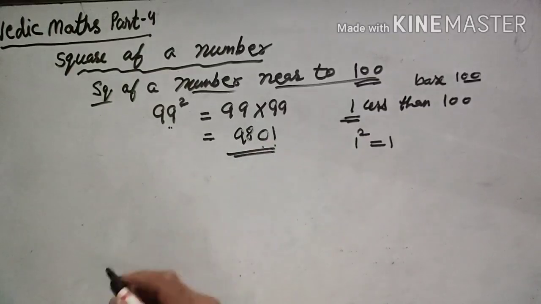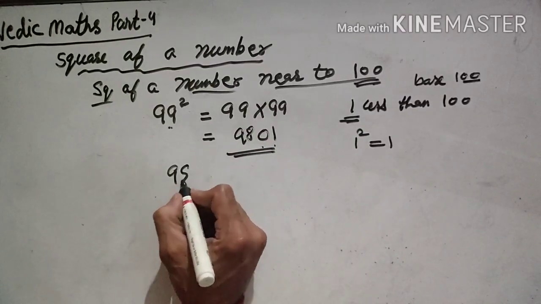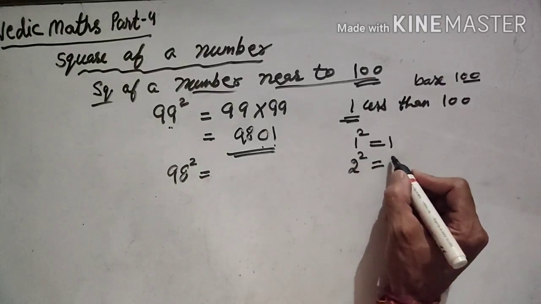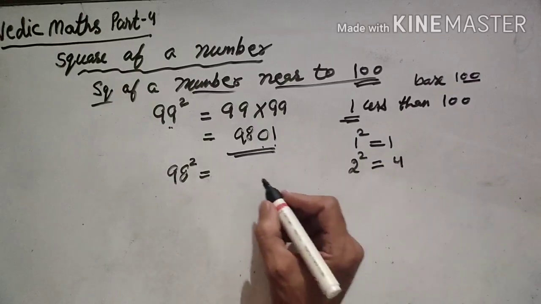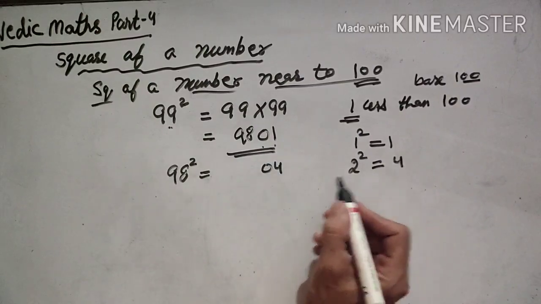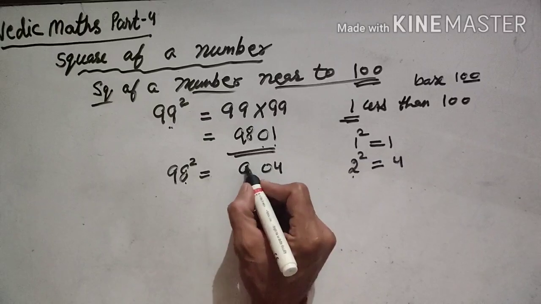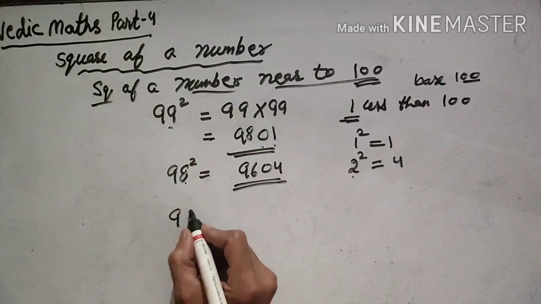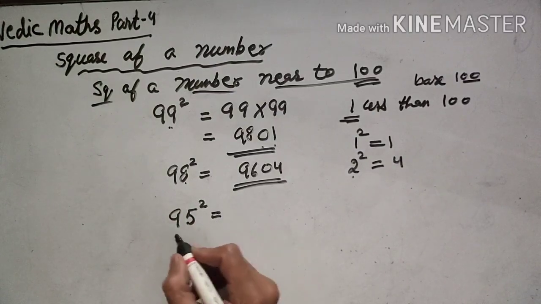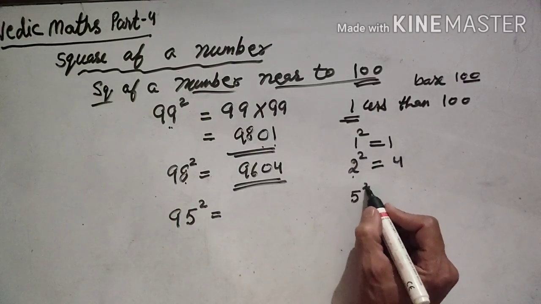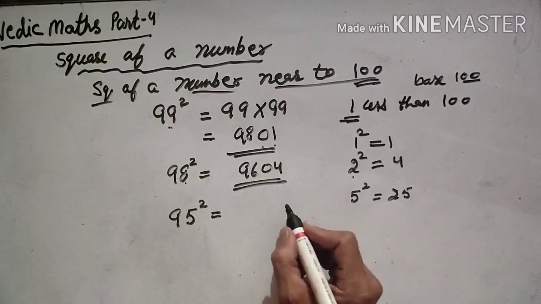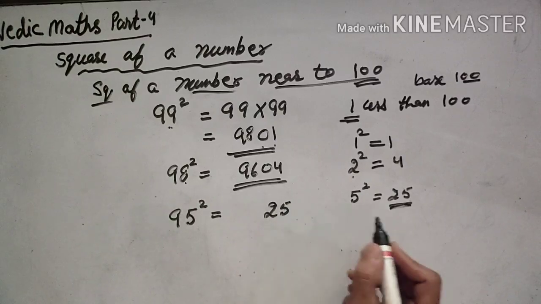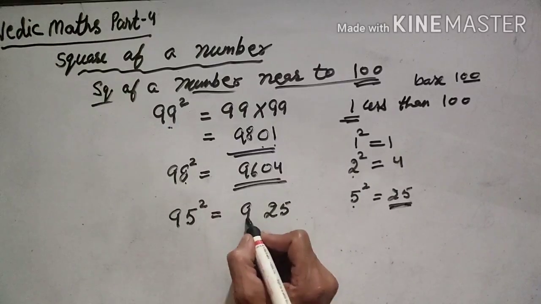That is the answer. Suppose you have to square 98. 98 is 2 less than 100, so square of 2 is 4, so we put 04, and this 2 subtracted from 98 is 96, so the answer is 9604. Suppose you have to square 95. How much is less? This is 5 less than 100. Square of 5 is 25. Now no need to put 0 because it is already a 2-digit number, 25, and subtract this 5 from 95, 9025.